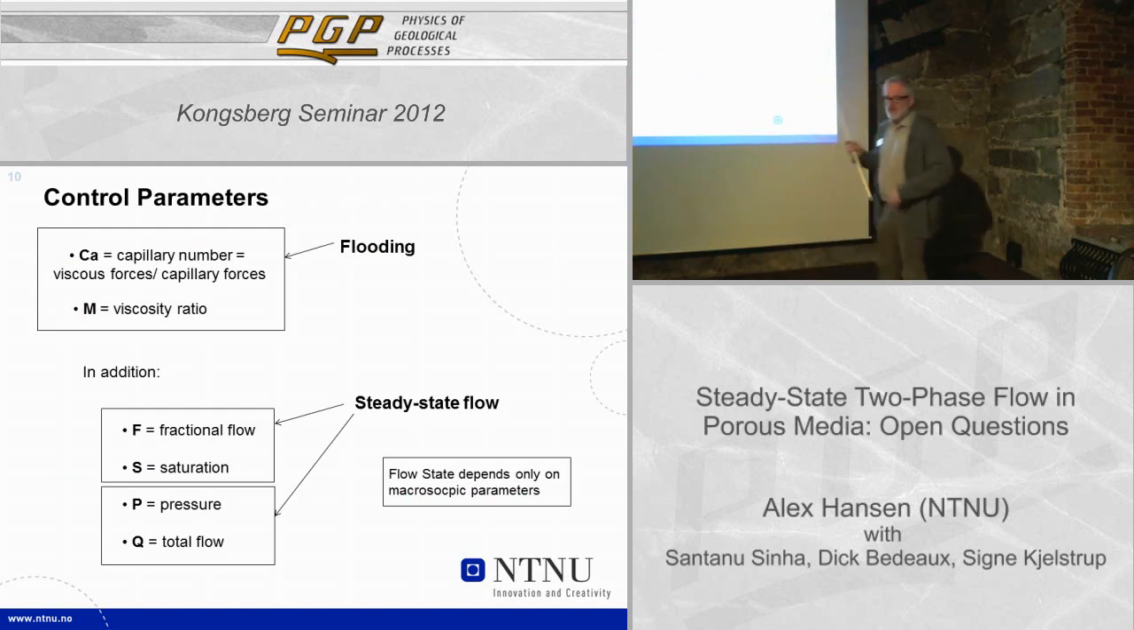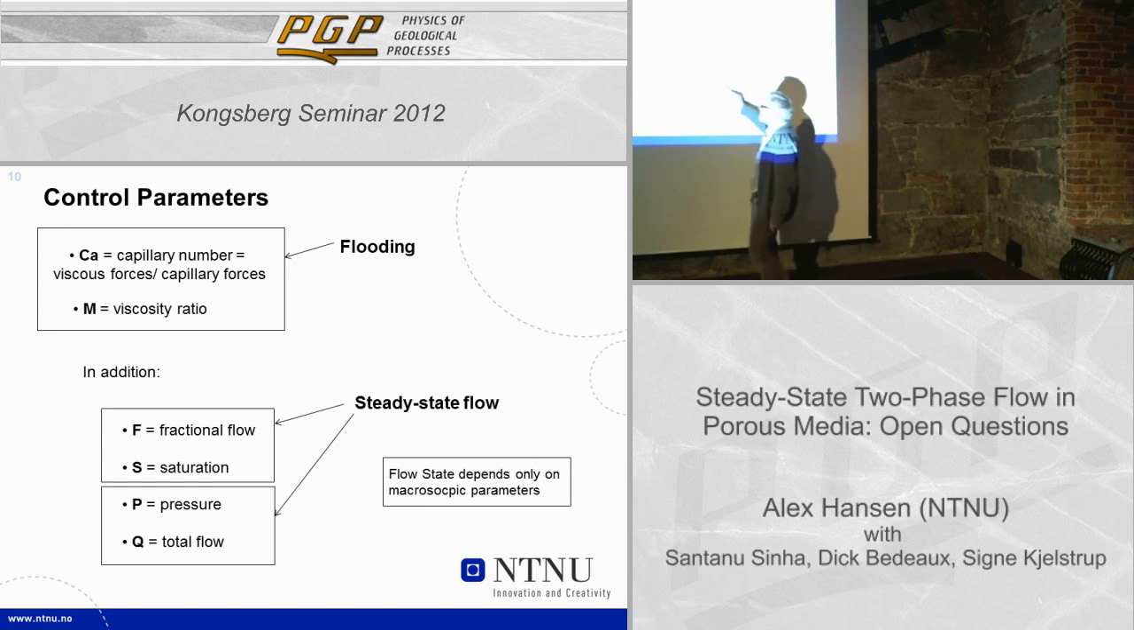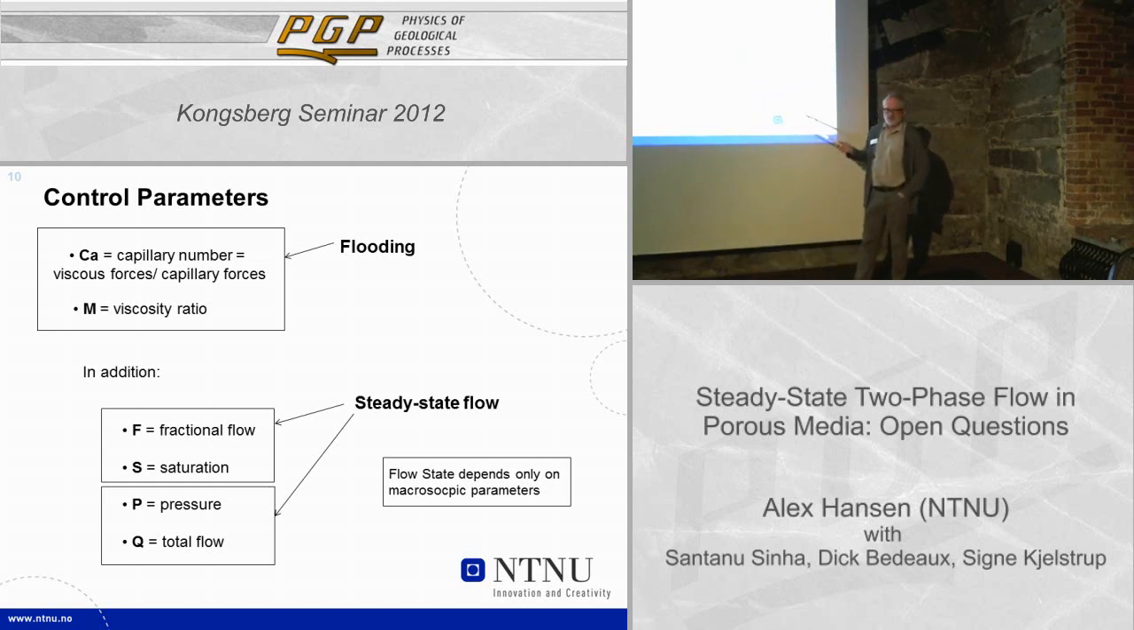All right. So you have in the flooding experiments the capillary numbers and the viscous ratios. But in addition, when dealing with steady state flow, there are some other parameters that are obvious to control, macroscopic parameters. One is the fractional flow. That means what percentage of the total flow is liquid 1. And the saturation is what percentage of the two liquids in the system is liquid 1. The pressure across the system and the total flow rate.